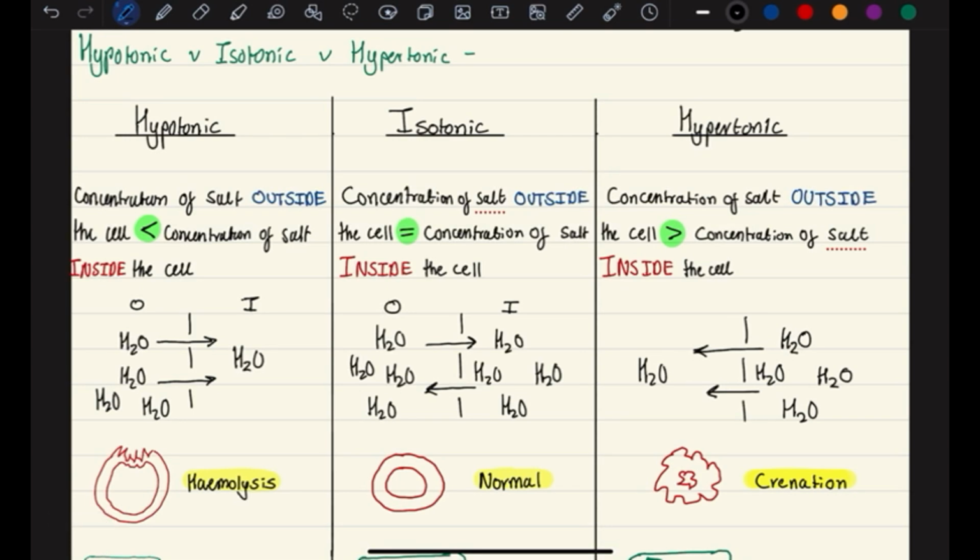So if we're saying hypotonic, that means the concentration of salt outside the cell is less than the concentration of salt in the cell. In other words, we have a higher concentration of water out of the cell than in the cell. Yeah.